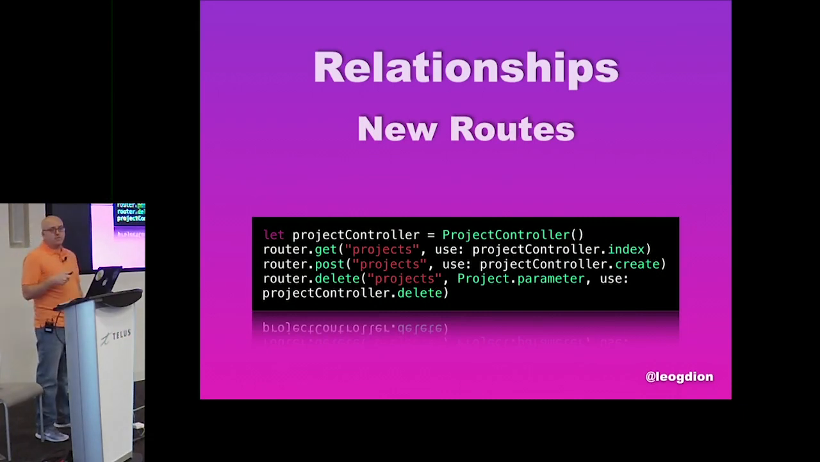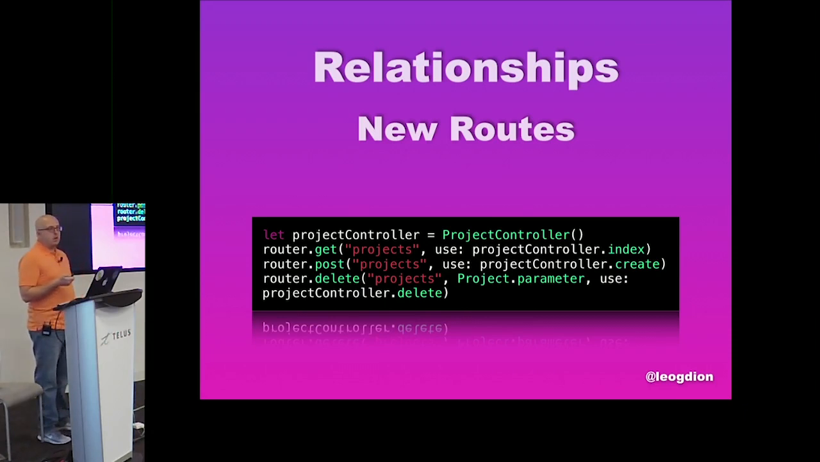So here's our routes file. This is where we're mapping the URLs to the code in controllers. In this case, we have our list, which is just going to be a get call to projects. We have a post that takes in JSON and creates a new project. And then we have delete, which takes in a project ID and deletes it from the database based on the project ID.